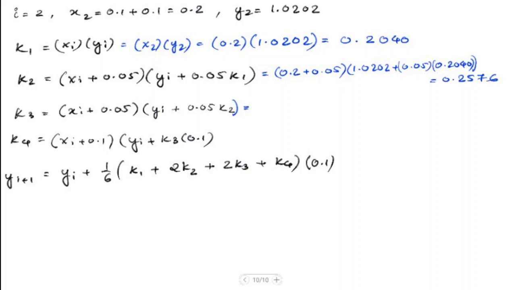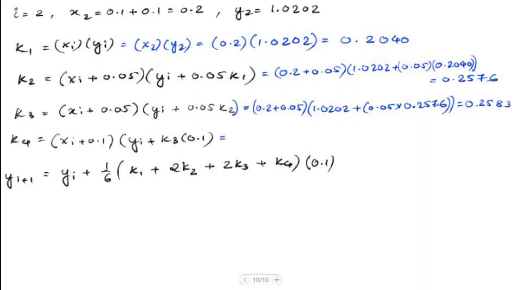Now for K3, we have here x2, which is 0.2, plus 0.05 times y2, which is again 1.0202, plus 0.05 times K2, which is 0.2576, and that gives us a value 0.2583.